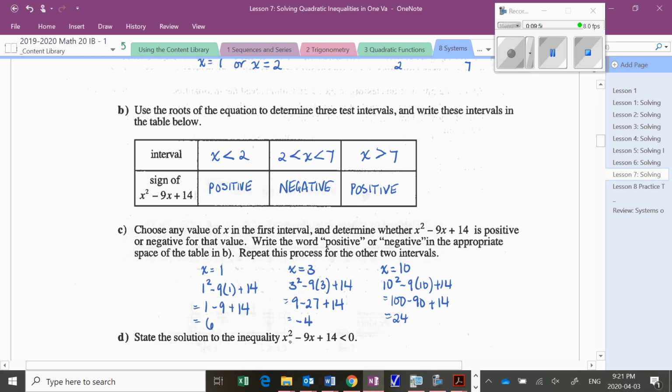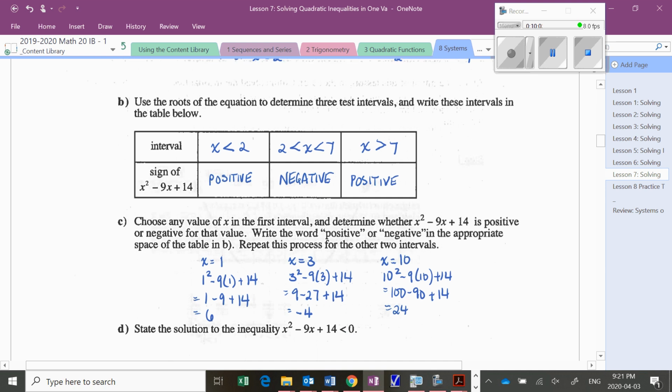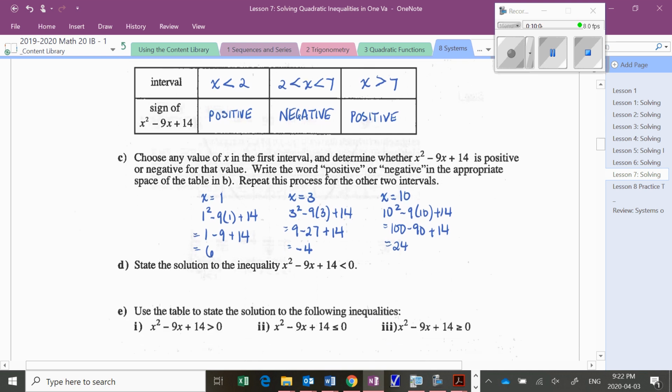So state the solution to the inequality. When are we getting values, which of these test intervals are we getting values that are less than 0, meaning negative? That is in our middle interval. So that solution is then x greater than 2 and less than 7.